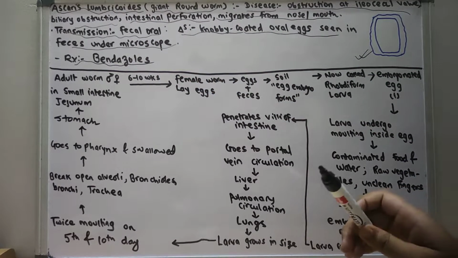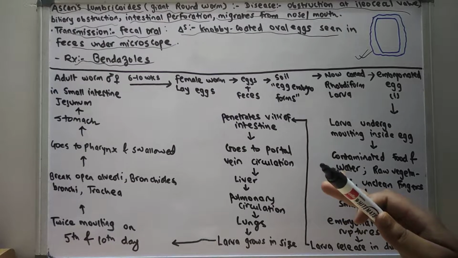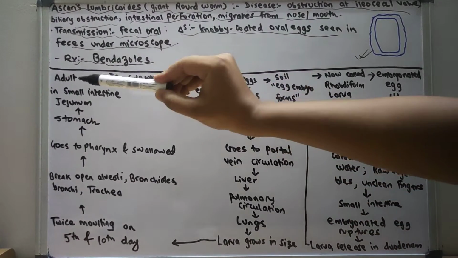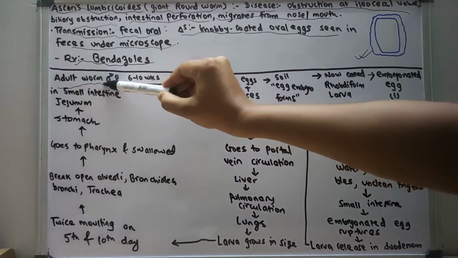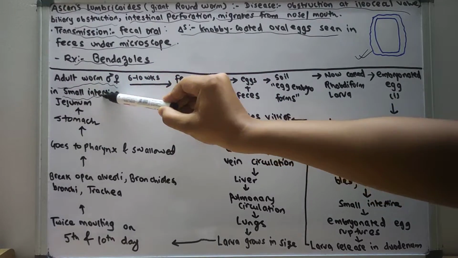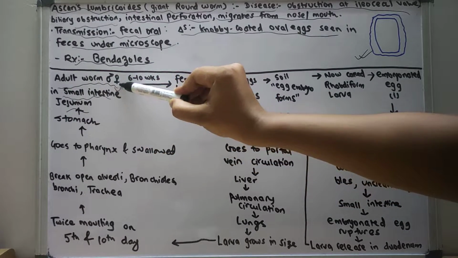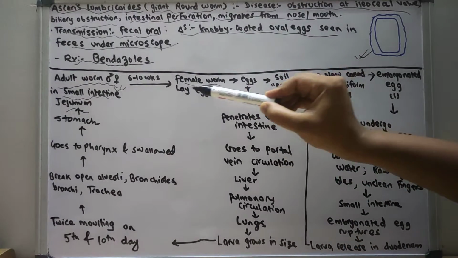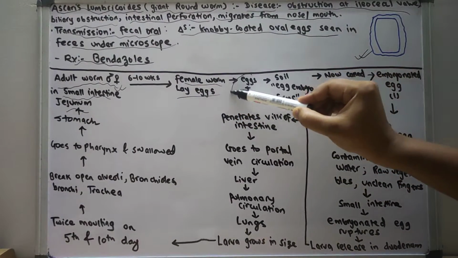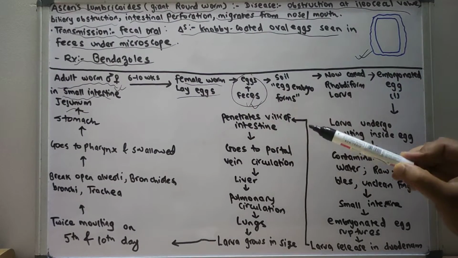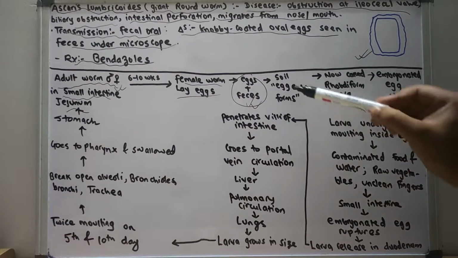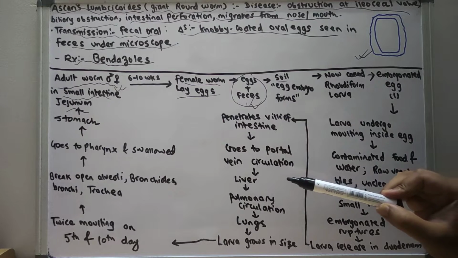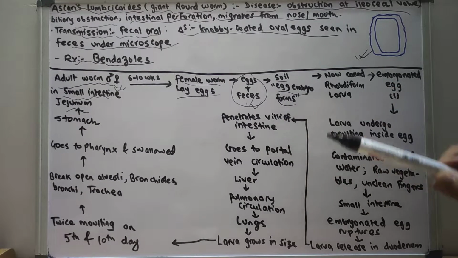Now let us discuss the life cycle of Ascaris lumbricoides. There are adult worms in the small intestine, mainly in the jejunum. Both male and female worms are present. After 6 to 10 weeks, the female worm lays eggs, and the eggs are passed in the feces, and these eggs contaminate the soil, and in the soil the egg embryo is formed.